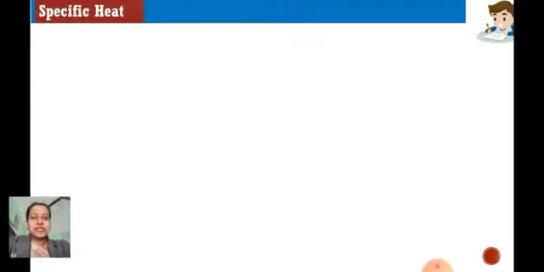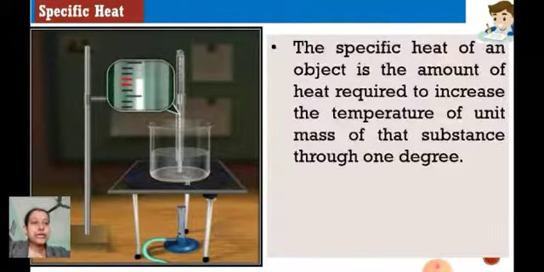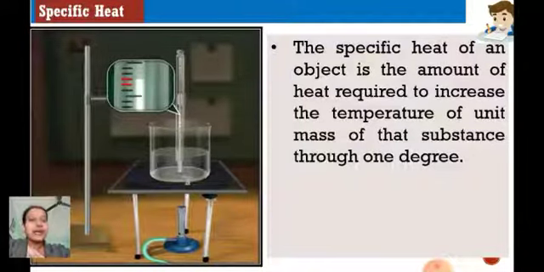Today in the lesson Measurement and Effects of Heat, we will study what is meant by specific heat. So let's begin with specific heat. The specific heat of an object is nothing but the amount of heat required to increase the temperature of unit mass of that substance through 1 degree. Now what does this mean?